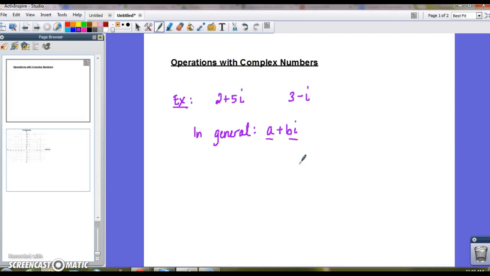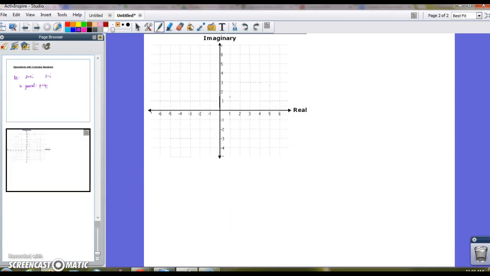We actually can also graph them. And I want to show you how to do that because it is going to be on your assignment. This is the coordinate axes we use when we are graphing complex numbers. So you'll see the horizontal axis is your real axis. The vertical one is your imaginary. I'm not sure if you can see it, but this is actually labeled i up here. Okay, so that's your i axis.